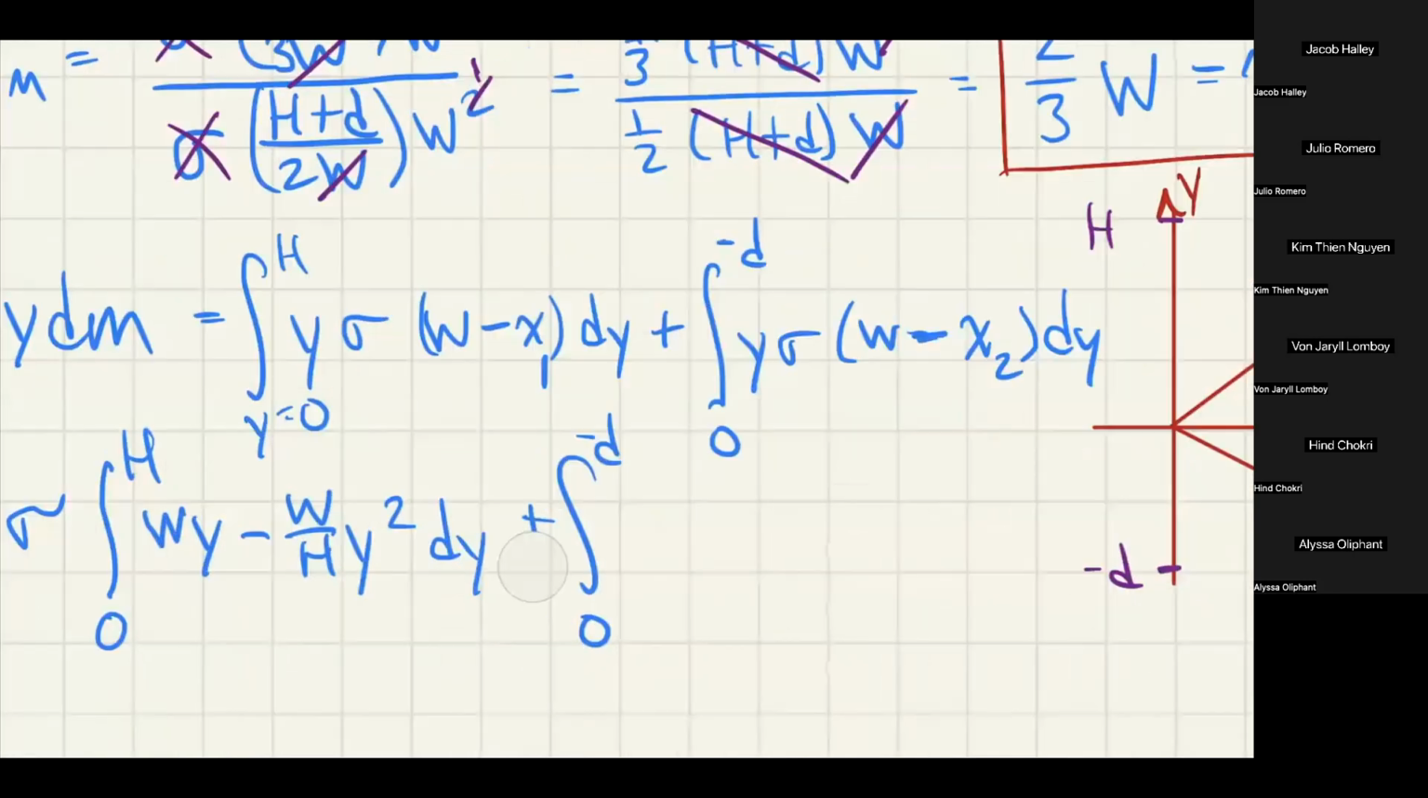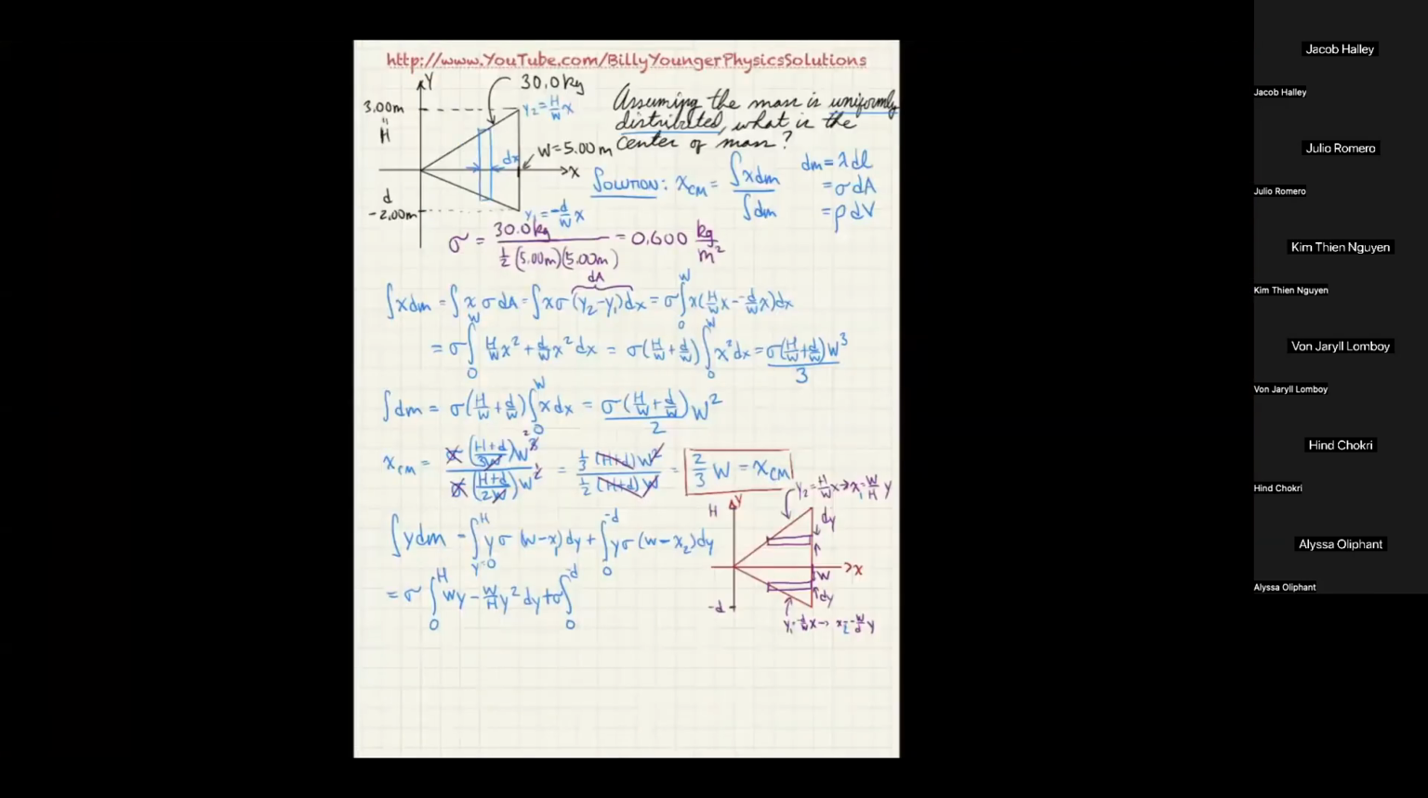And again, I didn't get rid of my sigma yet, so let's put the plus a little closer over here, and I'll put the sigma right there. Okay, so I now have the sigma. I'm again going to distribute that y through there, so I'm going to get wy minus, now x2 is negative w over d times y squared dy. Okay, does everybody follow that? Anybody have any questions?